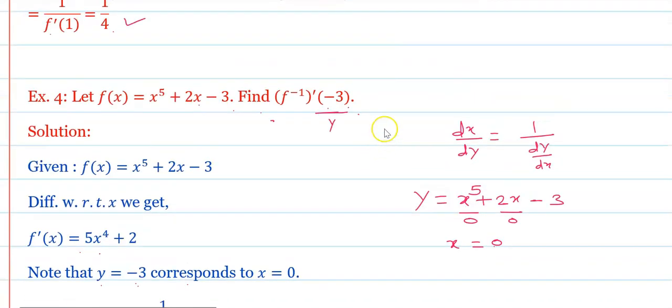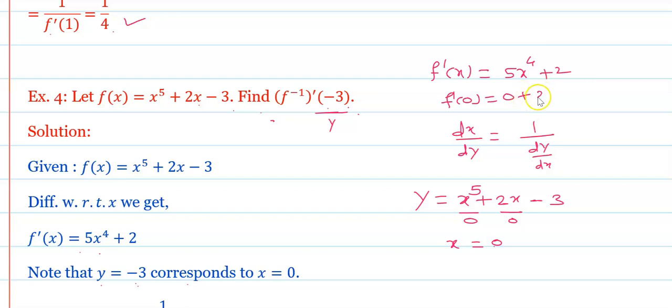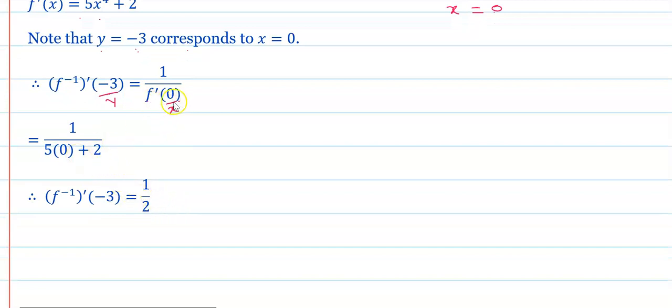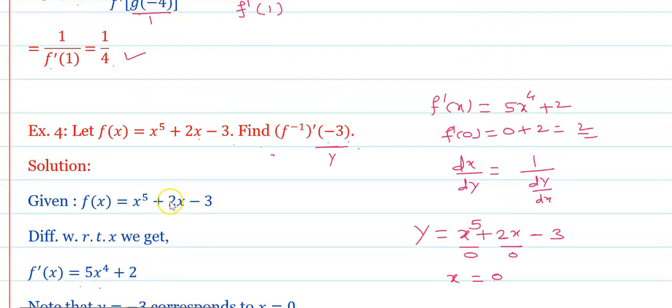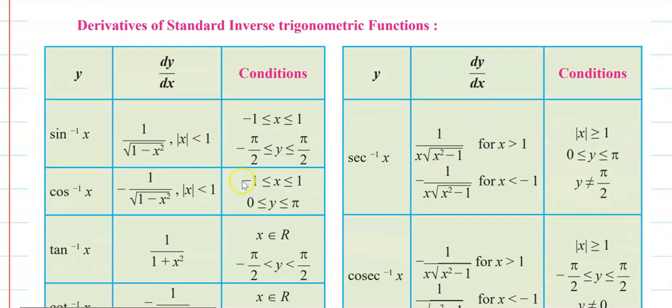What about the derivative of this x raised to 5 plus 2x minus 3? Okay. f dash of x is equal to 5x raised to 4 plus 2x means what? 2. The derivative of 3 is 0. And f dash of 0 is equal to 0 plus 2, and overall you will get the 2. See this here. It is 2 आलेला असेल तुम्हाला. f dash of 0, that is 2. Okay. Hence, the derivative of the inverse of the function at y is equal to minus 3 is 1 upon 2. Okay.